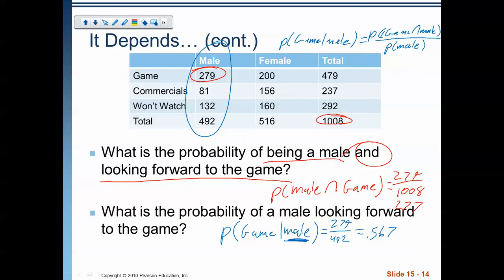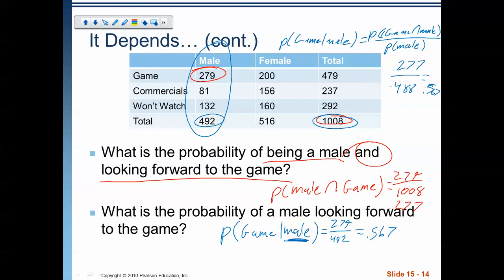Well, we know that P of male and game is 0.277. We found that in the previous problem, right? P of male and game, that's 0.277. We need the probability of being male. Well, the probability of being male in this particular set of data would be this out of the total. So that's 492 divided by 1008. That's 0.488-ish. And so if we do that division, hopefully, we should get something very similar to what we got. That is 0.567. Okay.